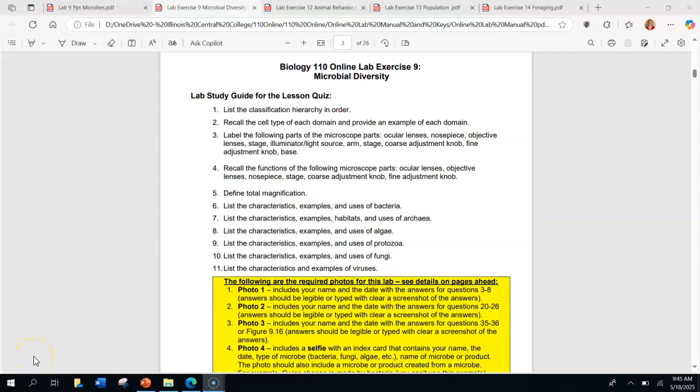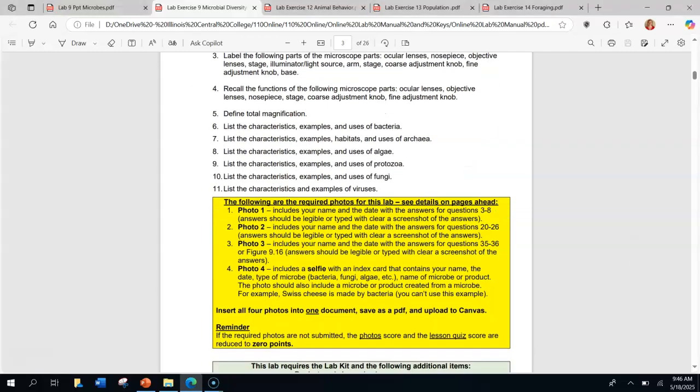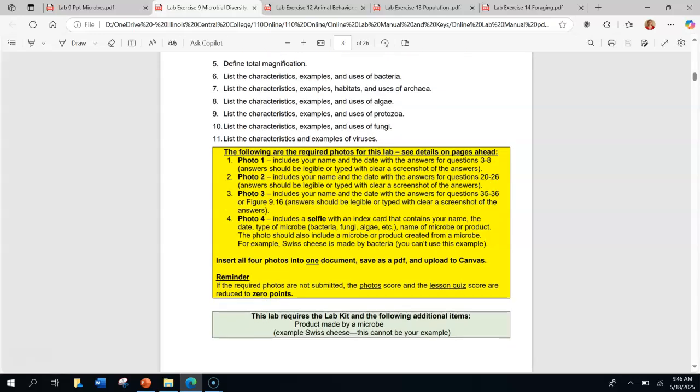In Lab 9, we will look at microbial diversity. In other words, the different kinds of microbes in the world around you. This includes bacteria, algae, protozoa, fungi, and viruses. The only thing you're going to need for this particular lab is something from your house that's made from a microbe, which I'll describe at the end of this lab.